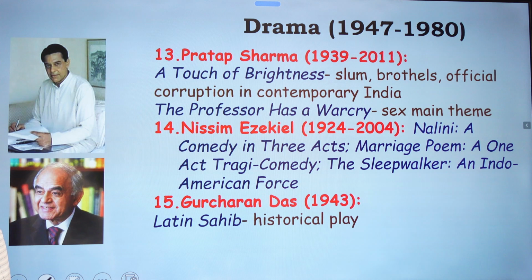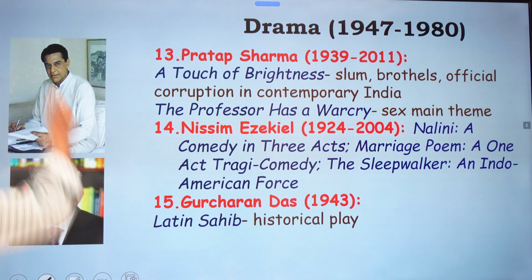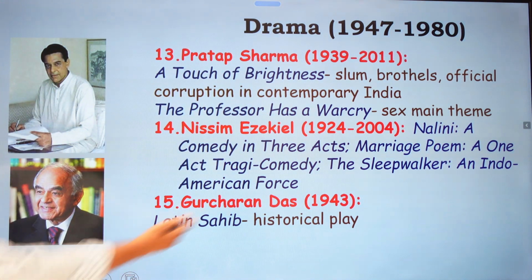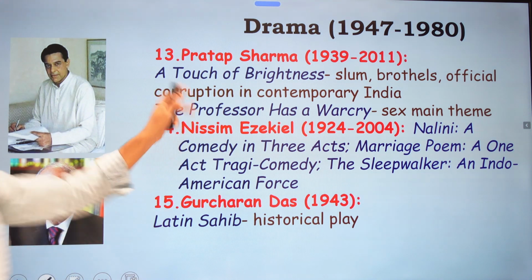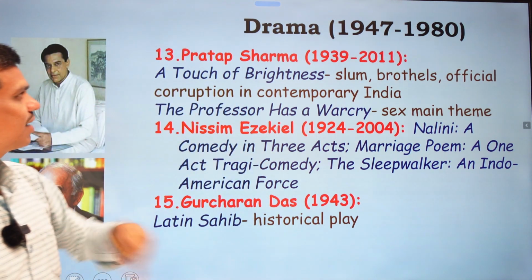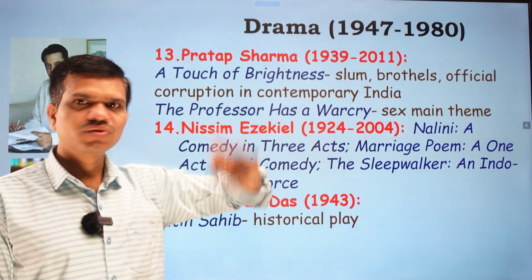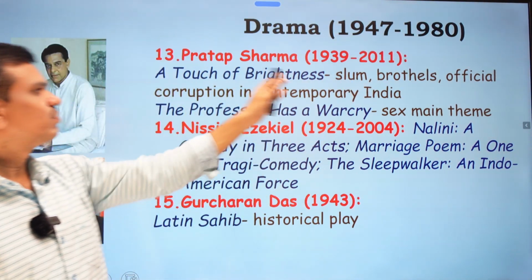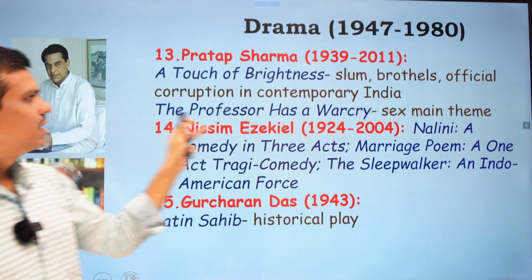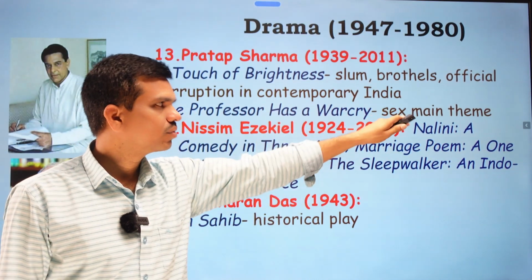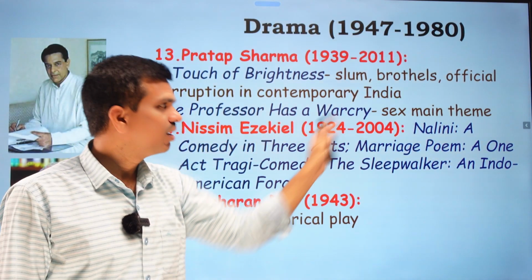Next we have number 13, Pratap Sharma. So this is the picture of Pratap Sharma and Gurcharan Das. This is Gurcharan Das. Here Pratap Sharma also is important. He writes on slum brothels, official corruption in contemporary India are the themes found in A Touch of Brightness. Then we have The Professor Has a War Cry. The main theme of this play is sex.